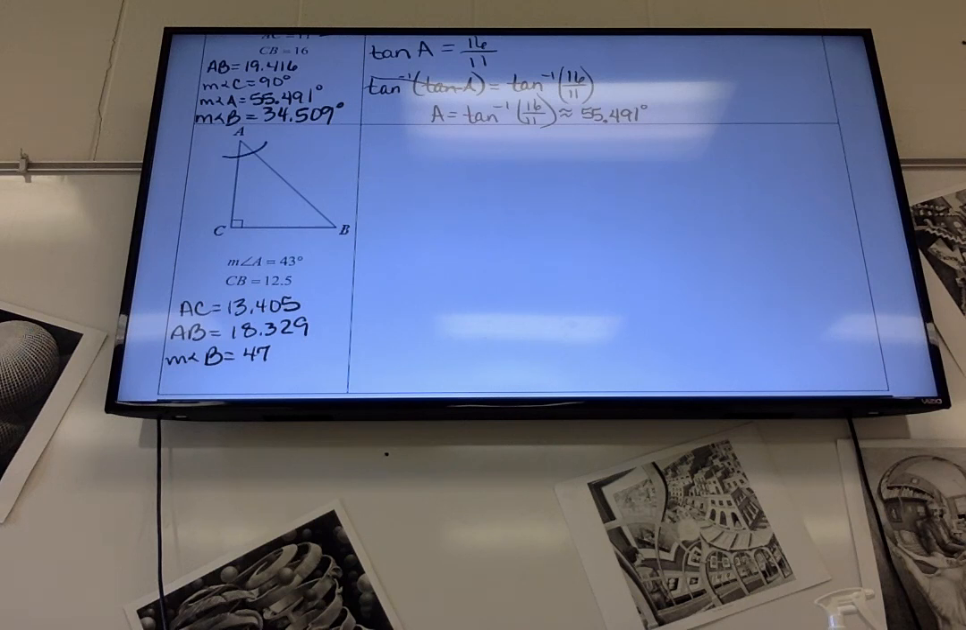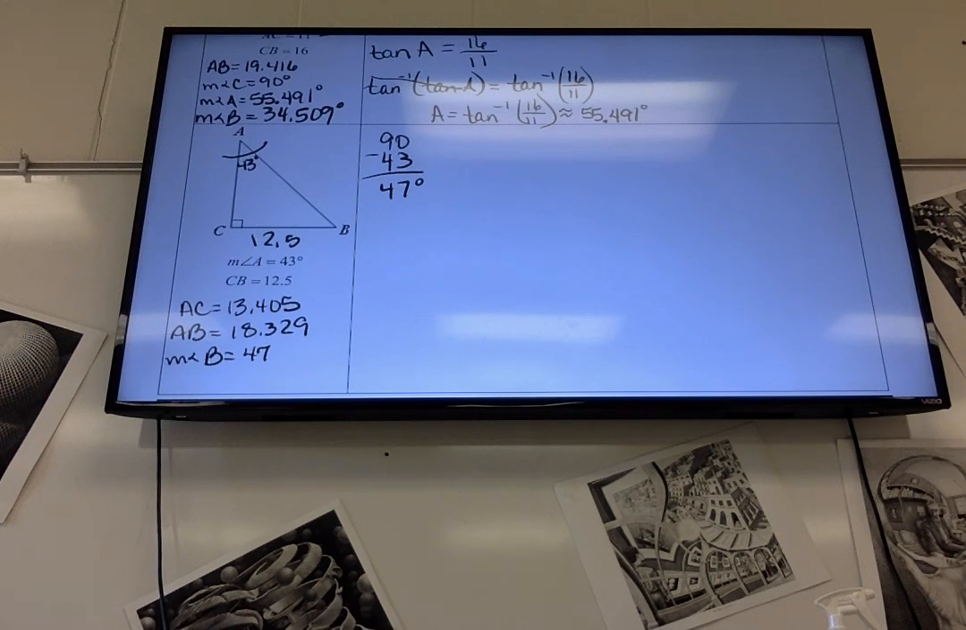Angle A, I know, is 43. It's given to us. CB is 12.5. And so angle B, that's easy. 90 minus 43 is 47. You can do it that way. Or if you use the trig function, that's okay too.